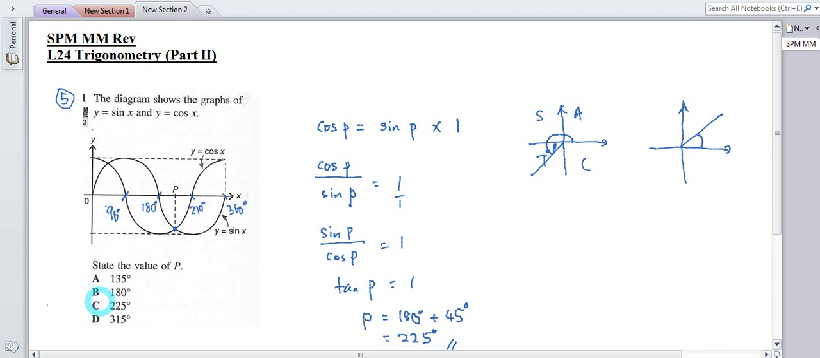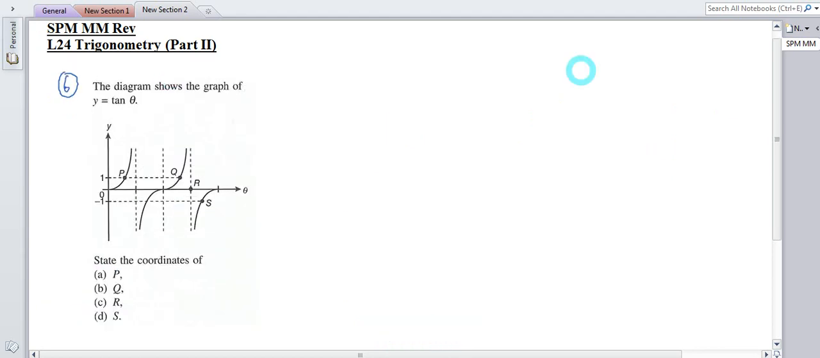Okay, so it's C. Okay, so let's go to the last question. This is the tangent graph. Okay, tangent, you know that. This is 90 degree, right? This is 90, 180, and this is 270, and the last one here is 360.